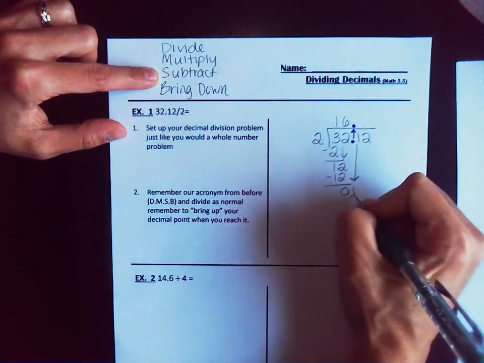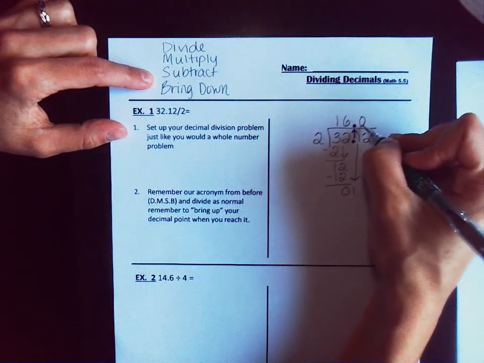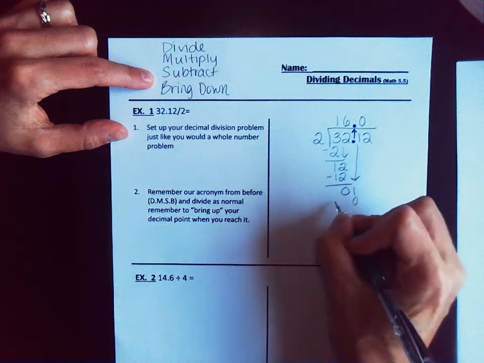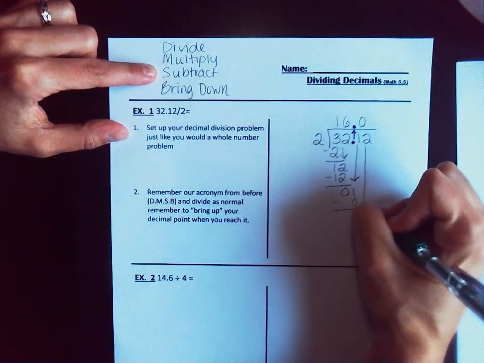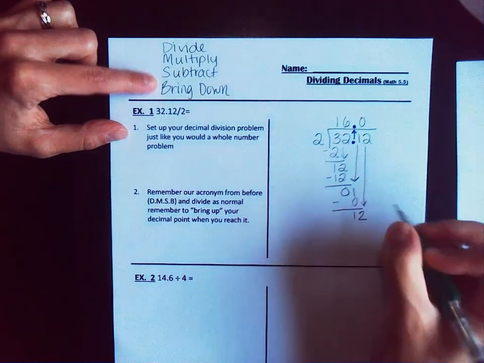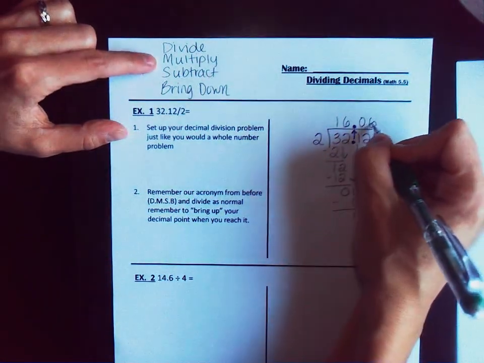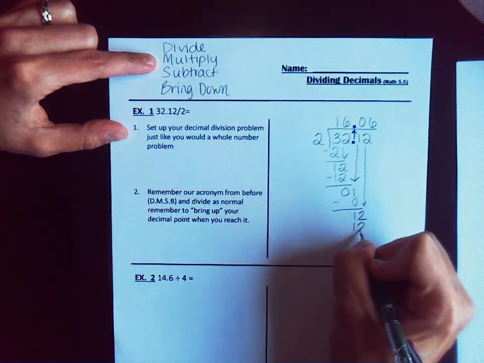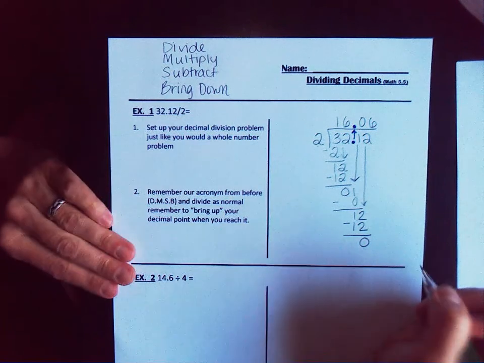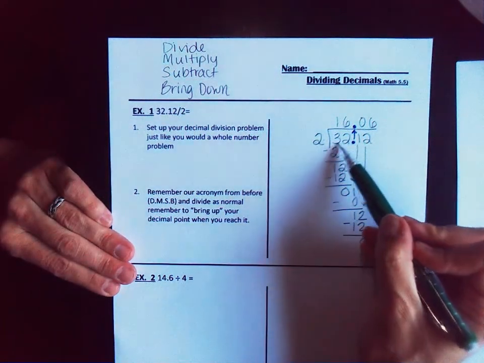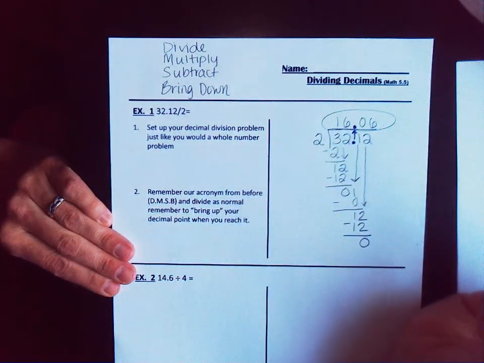Can 2 divide into 1? No, it cannot. So I say it goes in 0 times. 0 times 2 is 0. I need to subtract, which is 1, and bring down my next digit. Can 2 divide into 12? Yes, it can. It goes in 6 times. 6 times 2 is 12. When I subtract, I get 12 minus 12, which is 0, and I am finished. My answer, 32 and 12 hundredths divided by 2 is 16 and 6 tenths.